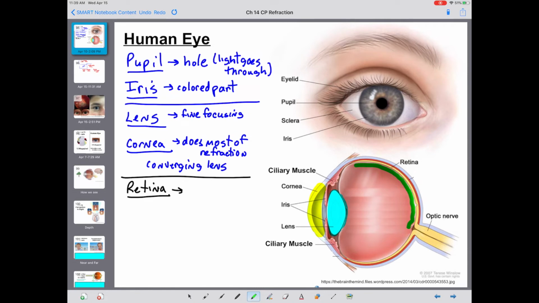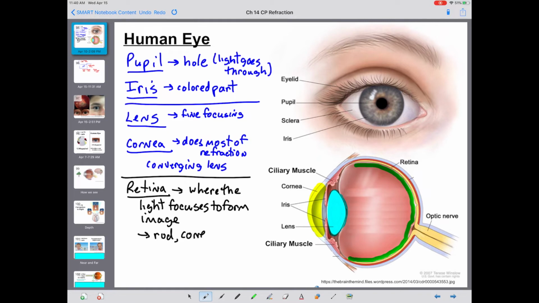This right next to the green line that I'm putting all the way around here, that is your retina, just to the right side or above or below that green line that I put. The retina is basically where the light focuses to be able to form an image. Your retina is where you have rods and cones, and these rods and cones convert the light into an electrical signal, and then this electrical signal is carried to your brain by the optic nerve.